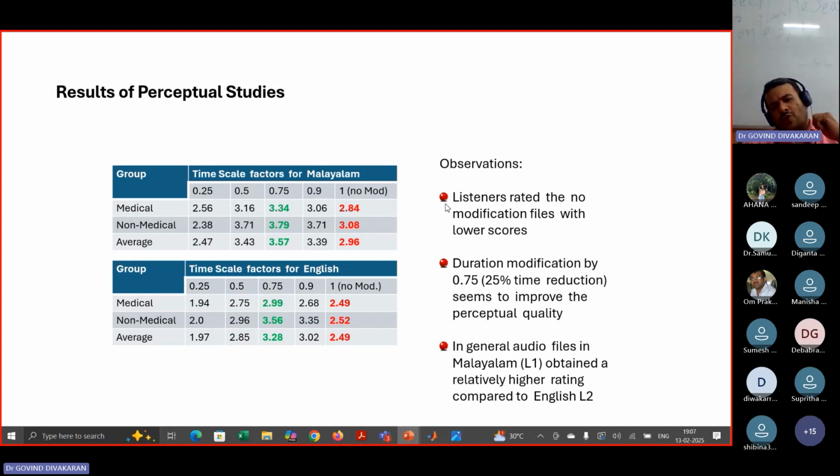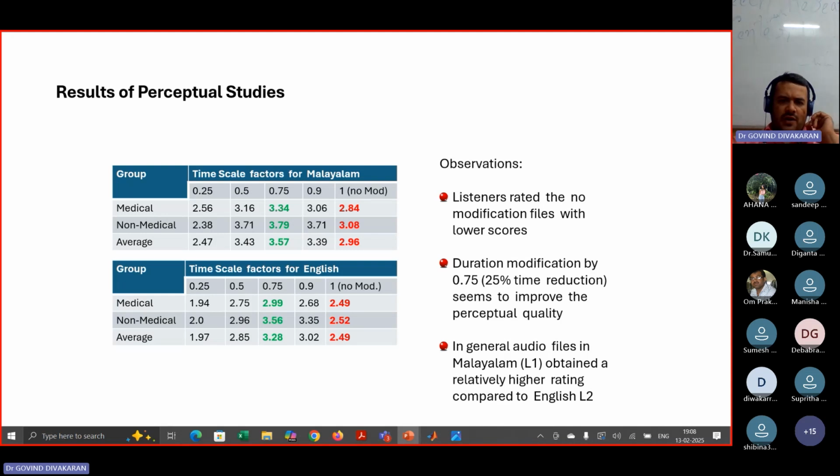Since there are two languages, the perceptual studies were categorized into two groups: the Malayalam medical and non-medical group, and the English medical and non-medical group. This is for Malayalam, and this is for English. Independent of the language, we found that time scaling of the speech is working. It is successful in improving the perceptual quality to some extent.